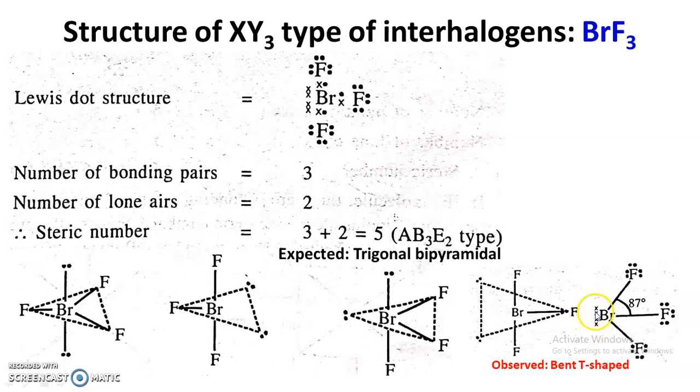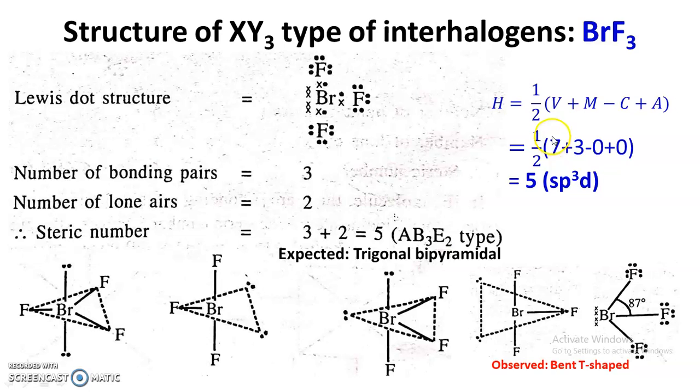Because of this lone pair repulsion, the bond angle fluorine-bromine-fluorine is reduced. It is not 90 degrees, but less than 90 degrees, that is 87 degrees, and therefore the observed geometry is bent T-shaped.